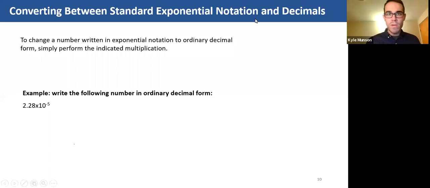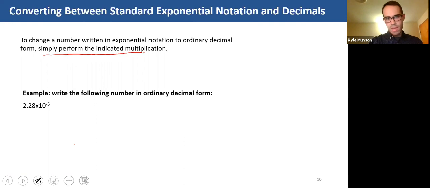Okay, so in this video, as promised, we're going to be continuing our discussion on scientific and exponential notation. If we want to convert a number that's in exponential notation or scientific notation to ordinary decimal form, it's really easy. All we need to do is perform the indicated multiplication. You can do this with a scientific calculator that you should have for this class. I did it just a second ago on my iPhone.